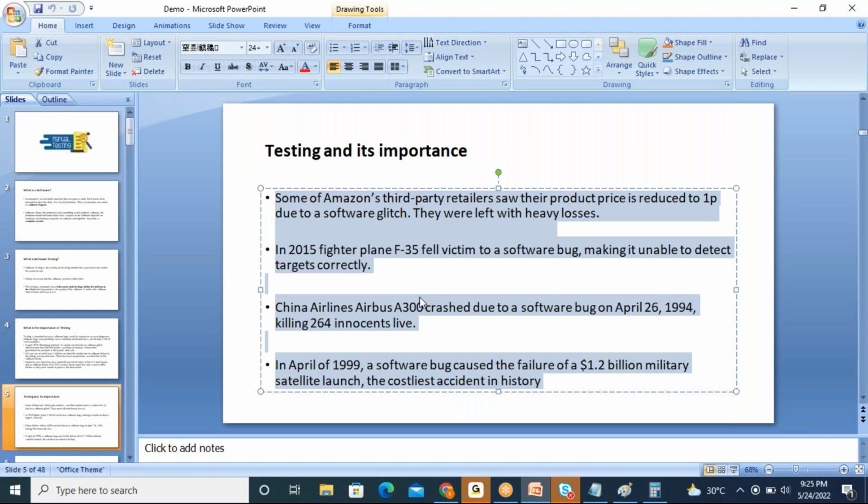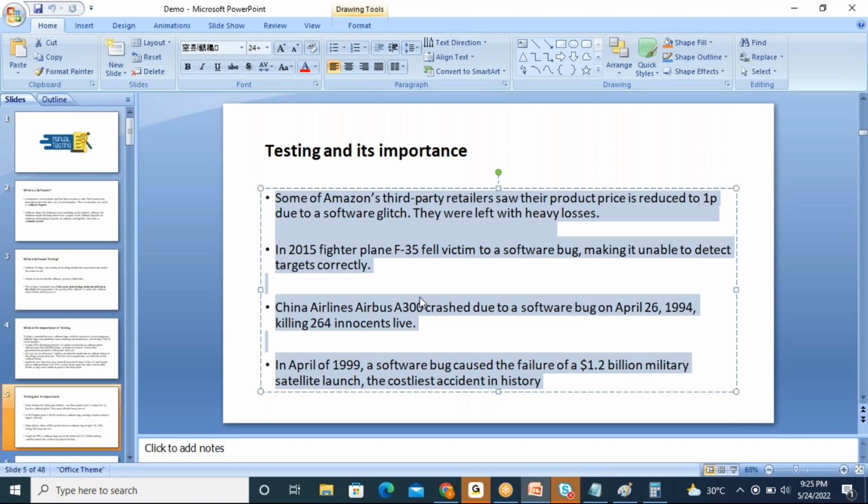See, for example, I'm going to test a Gmail login page. As a tester, what I have to do? I have to test the login page with valid credentials and invalid credentials, so that I'm validating how the system, how the application is behaving if valid credentials are entered as well as invalid credentials. So what is the expectation here?